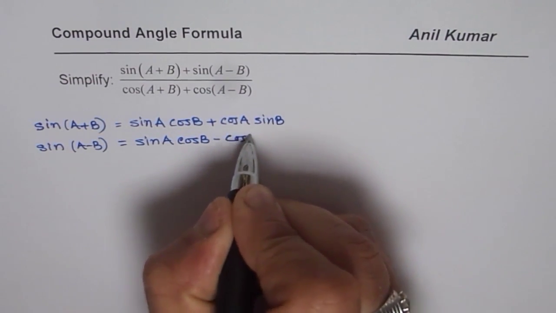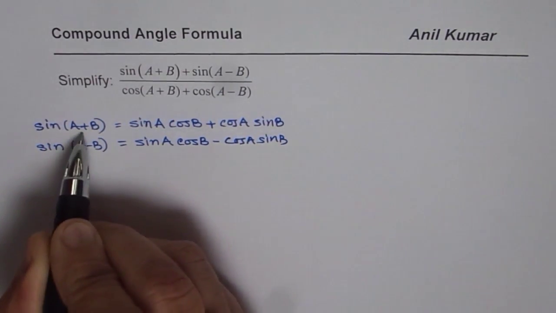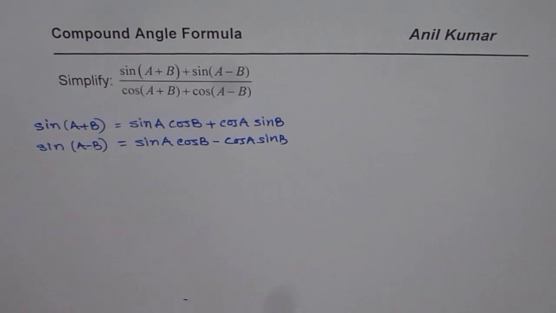So it is sine a cos b minus cos a sine b. Whenever we have minus here, we have minus here. For plus, we have plus. That is how sine of a plus b is.